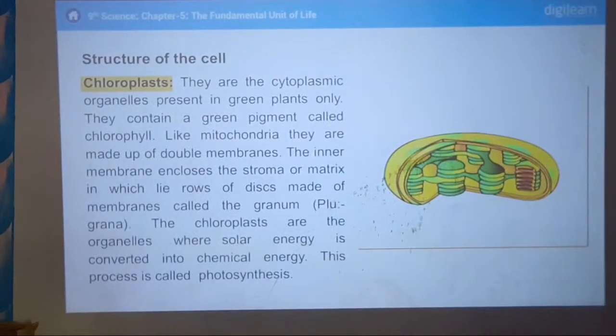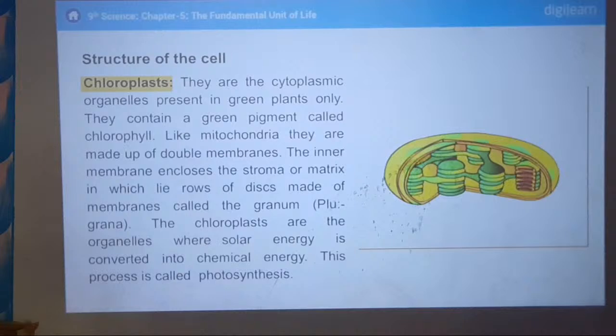Chloroplasts. They are the cytoplasmic organelles present in green plants only. They contain a green pigment called chlorophyll. Like mitochondria, they are made up of double membranes. The inner membrane encloses the stroma or the matrix, in which lie rows of discs made up of membranes called the grana. The plural is grana.